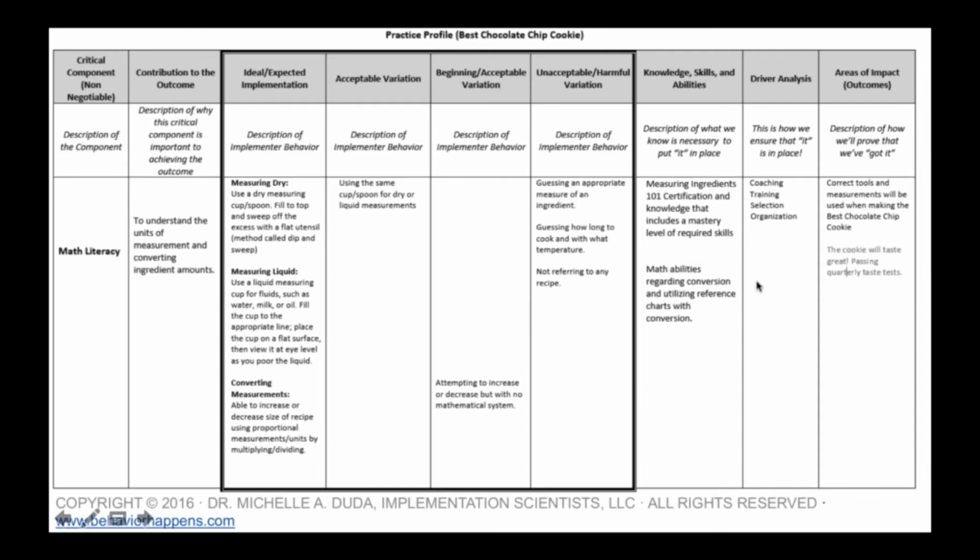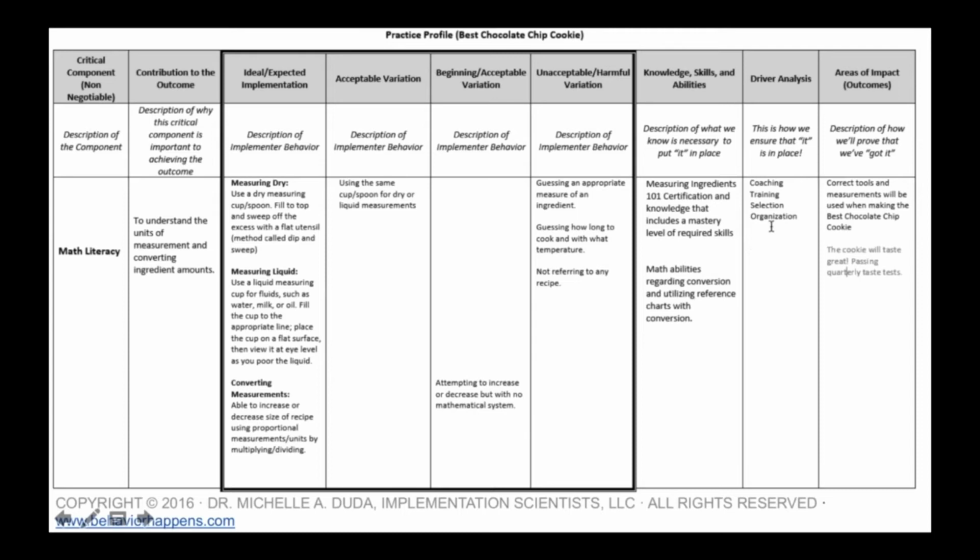This particular one has a column for ideal expected implementation, an acceptable variation of that implementation, a beginning or another acceptable variation, acknowledging that you're on your way, but you're not to ideal, and then also an unacceptable or harmful variation. So just like in education, when you're making a cookie, there are things that are going to be really harmful to that practice.